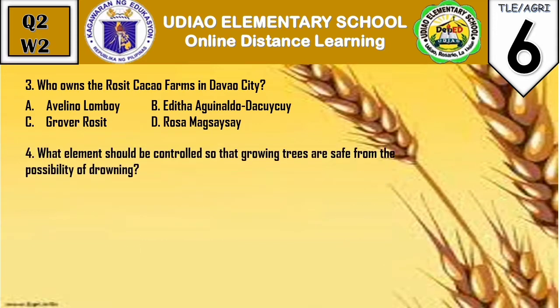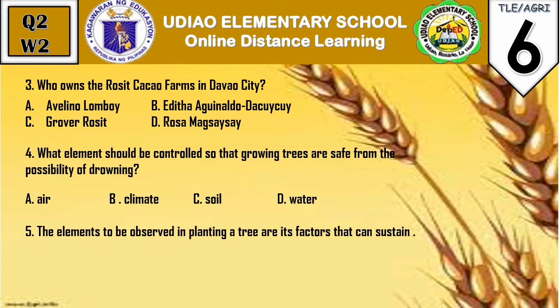Number 4. What elements should be controlled so that growing trees are safe from the possibility of drowning? A. Air. B. Climate. C. Soil. D. Water. Number 5. The elements to be observed in planting a tree are its factors that can sustain. A. Growth. B. Mineral. C. Oil. D. Water.